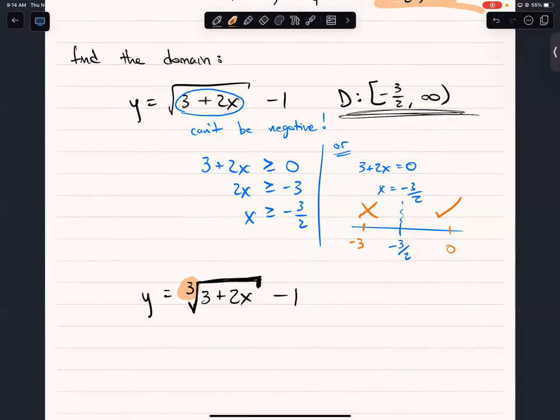Negatives cancel in pairs. And now we're talking about 3 because it's a cube root. So we don't have the same problem or the same restrictions here. There's nothing to really worry about as long as the stuff inside is nice enough. 3 plus 2x is about as nice as anything can get. So this is defined everywhere. And again, that's because it's a cube root.